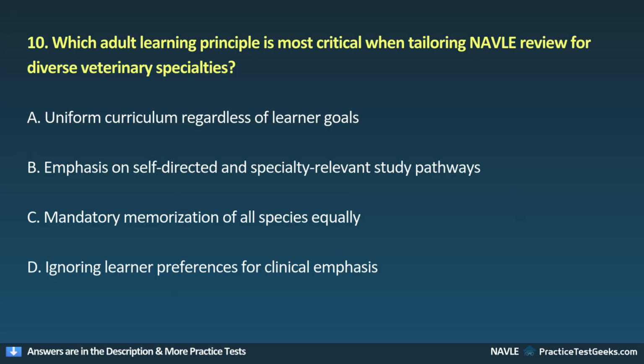10. Which adult learning principle is most critical when tailoring NAVLE review for diverse veterinary specialties? A. Uniform curriculum, regardless of learner goals. B. Emphasis on self-directed and specialty-relevant study pathways. C. Mandatory memorization of all species equally. D. Ignoring learner preferences for clinical emphasis.